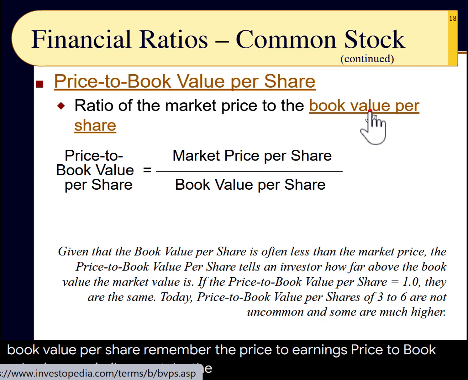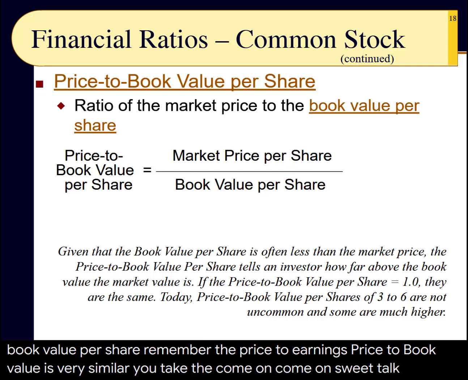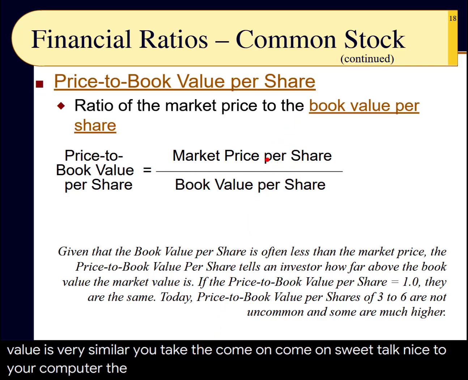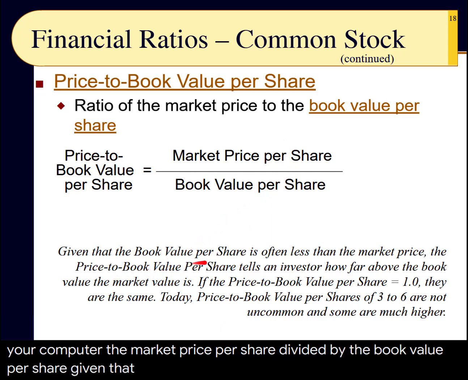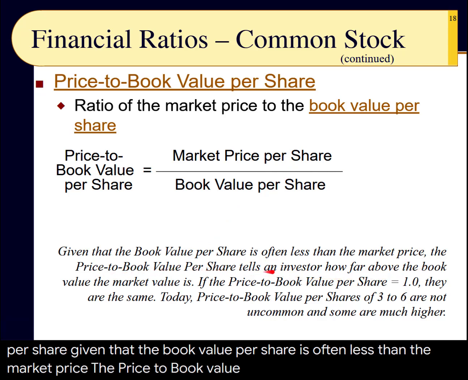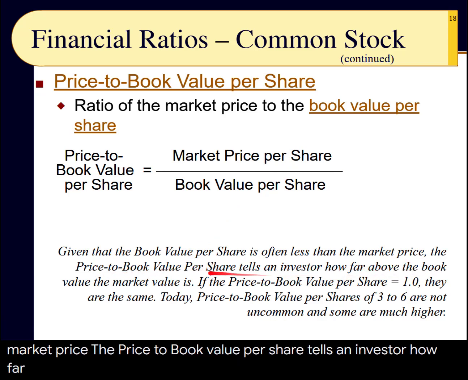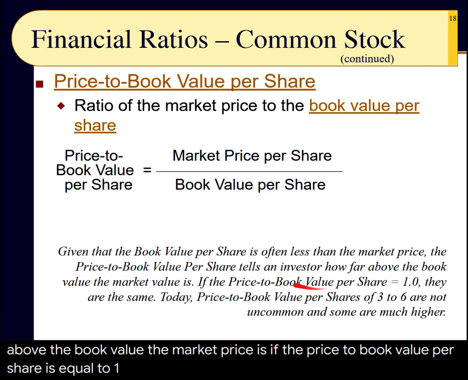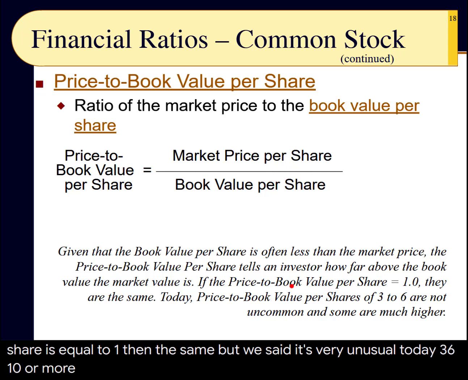You take the, come on, sweet, talk nice to your computer. The market price per share divided by the book value per share. Given that the book value per share is often less than the market price, the price to book value per share tells an investor how far above the book value the market price is. If the price to book value per share is equal to 1, then they're the same. But what we said is very unusual. Today, 3, 6, 10 or more are not uncommon, and some are much higher.